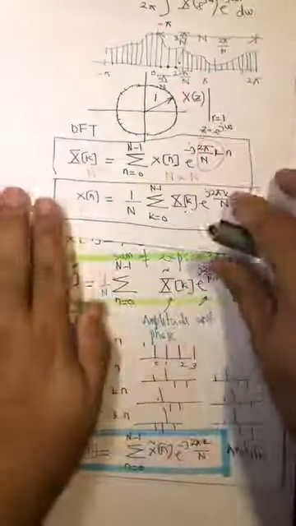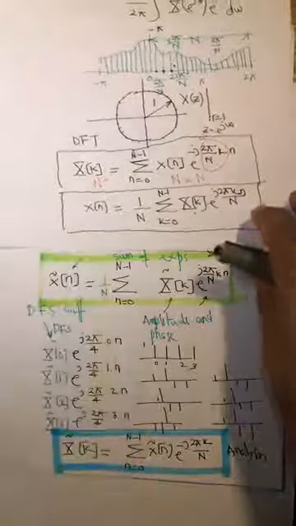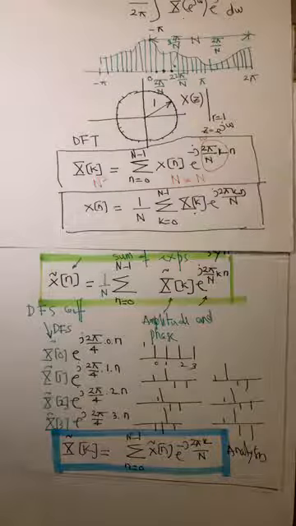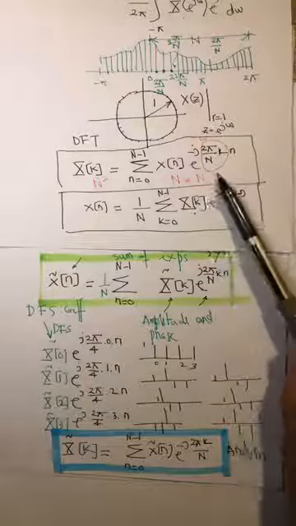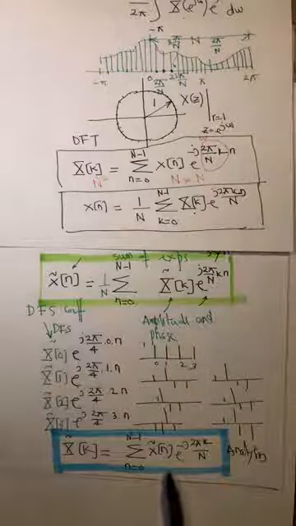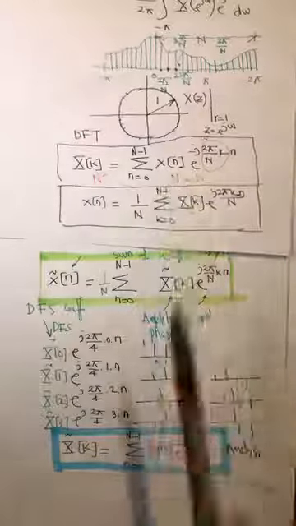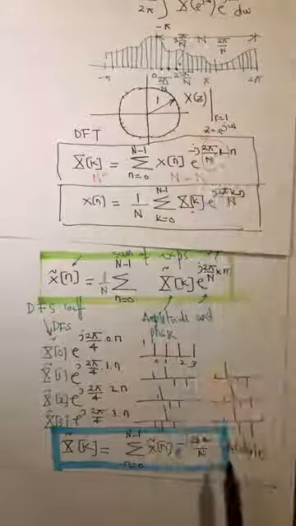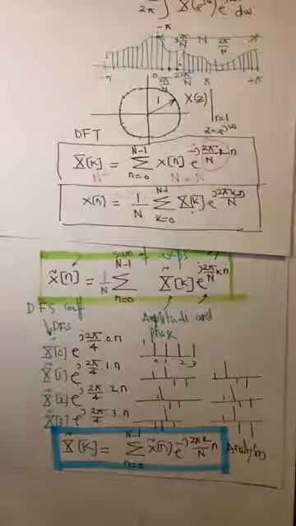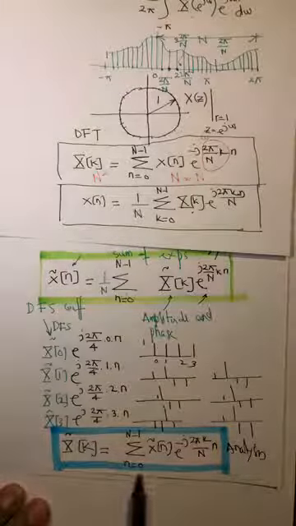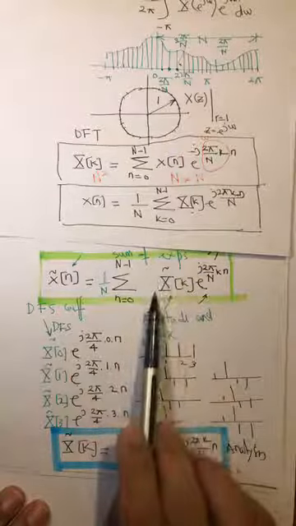that once we try to discretize the discrete time Fourier transform, we get a formula which is exactly similar to the discrete Fourier series formula. Summation x of n exponential minus j 2 pi over N kn, exactly this formula. And the same is the case with the inverse formula. They are the same formulas.